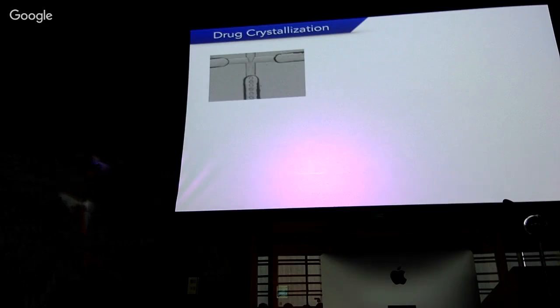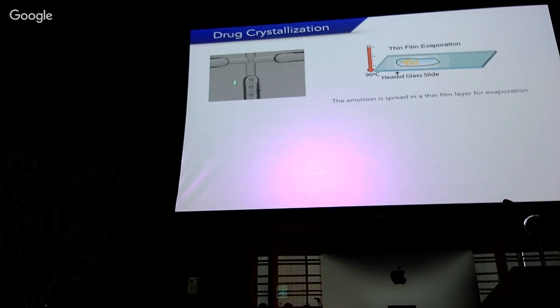So let me tell you how drop crystallization occurs. You have a droplet generator that is making droplets. Then the emulsion, which is the composition of the continuous phase and the droplets, is spread onto a surface, and you form a thin film.